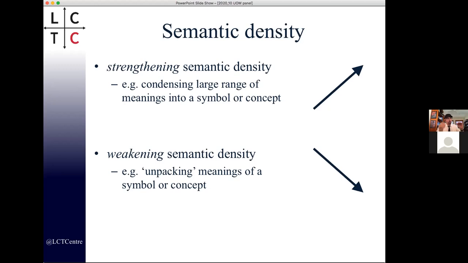But we can also talk about weakening semantic density, which is unpacking meaning, such as taking a very technical term that's very condensed and unpacking some of its meanings in simpler form. And that reduces the number of meanings to those given in the explanation or the unpacking.